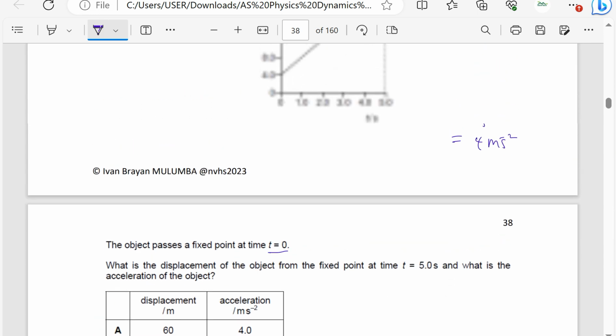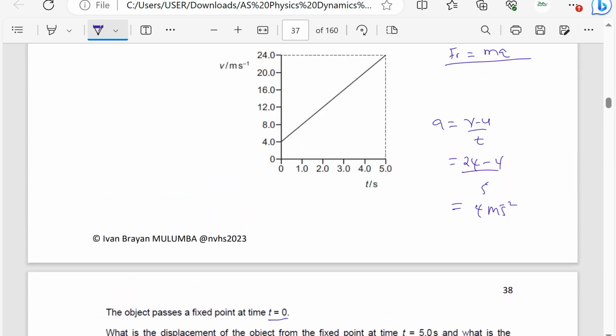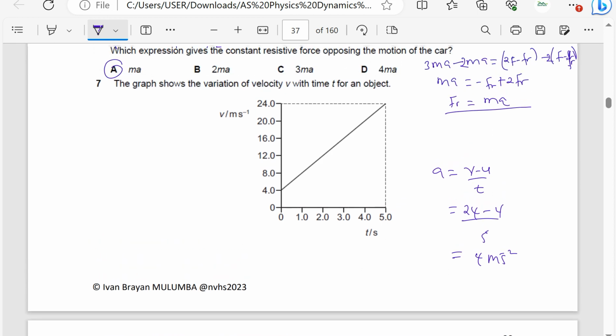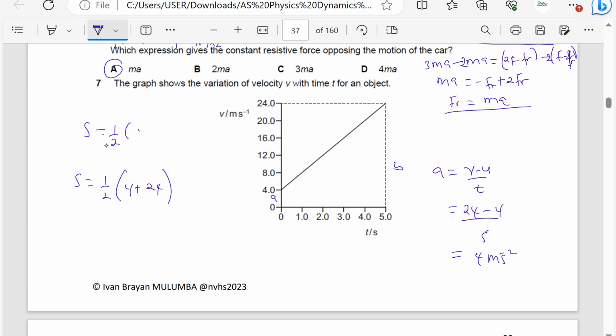Then displacement is the area under the graph. So S is going to be equal to a half. This is a trapezium. So A would be this one, and this would be B. So A is 4, B is 24. Then the area of a trapezium is a half times (A plus B) times H.